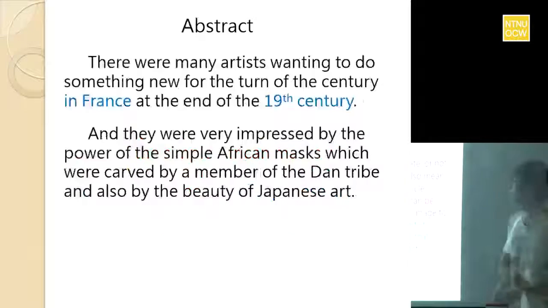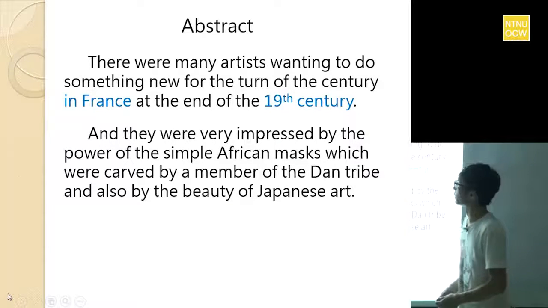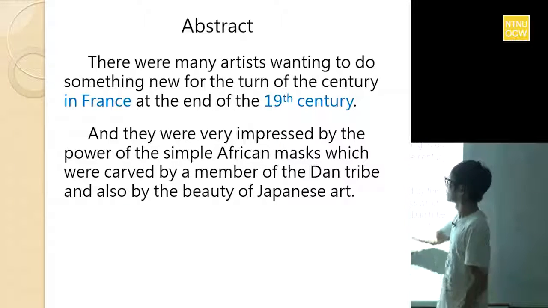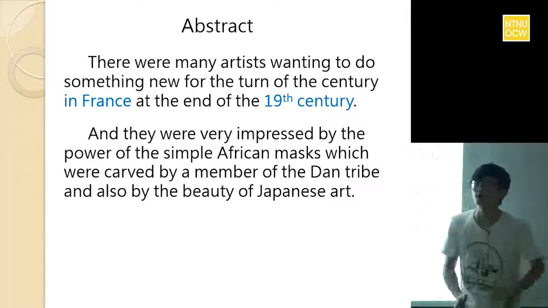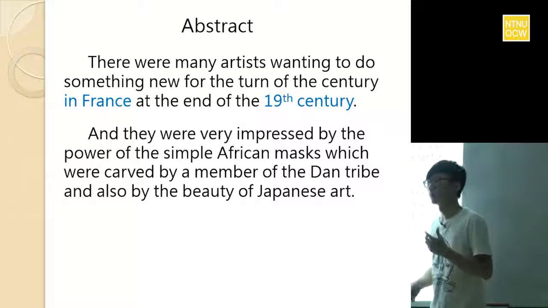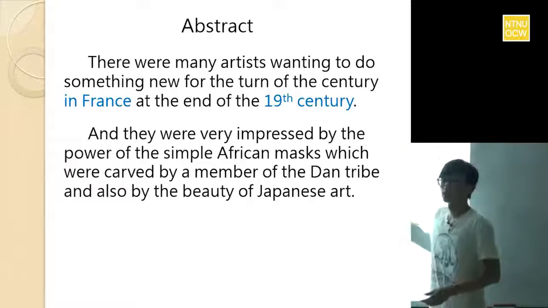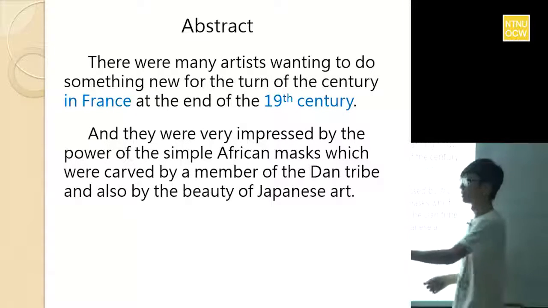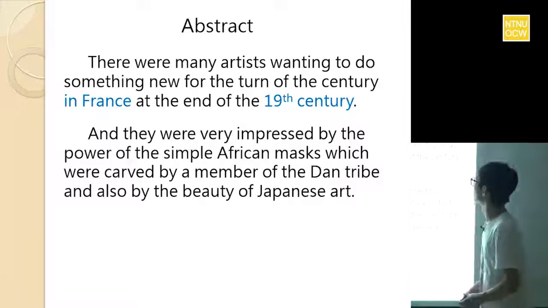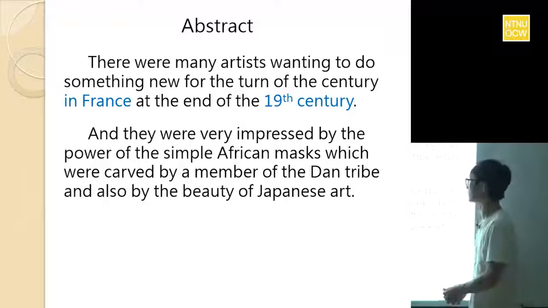There were many artists wanting to do something new for the turn of the century in France. So the idea of abstract art comes from, or originates from, the artists in France. It is a question that the teacher asked you in the preview question. At the end of the 19th century. So the 19th century is very important, right?